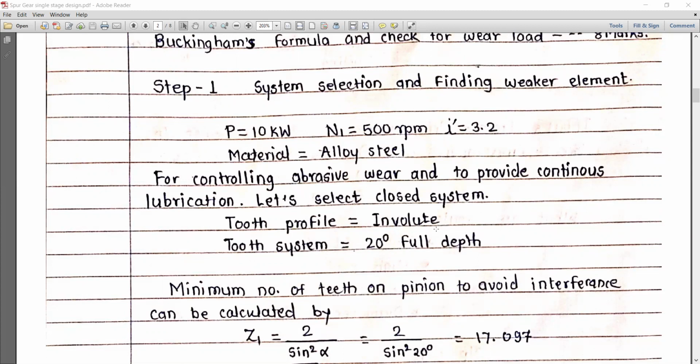For controlling the abrasive wear and to provide continuous lubrication, we select a closed loop lubrication system. This is an important point, because if a foreign particle gets trapped between two teeth, then abrasive wear happens. And it will reduce the life of the gear tooth.